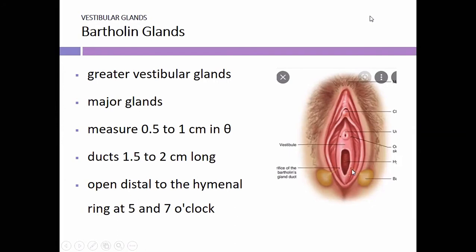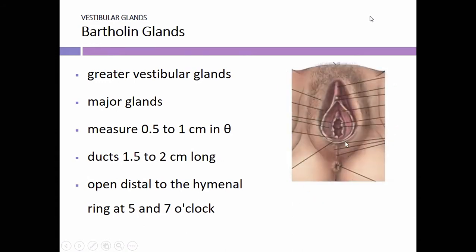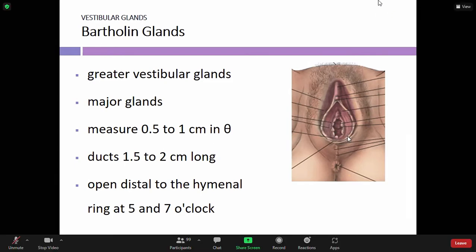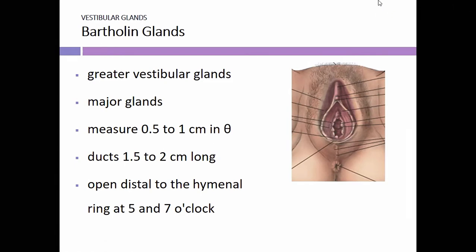And this duct then will open to an opening which is found at the 5 and 7 o'clock position. So you will have to check that. Imagine using the clock position as reference: the 5 o'clock position is somewhere here, while the 7 o'clock position is somewhere here. So the ducts here will open to these areas, and there will be production of mucin in those areas.